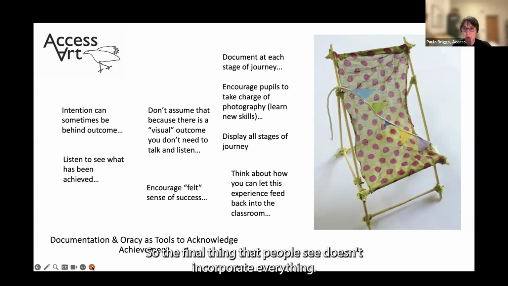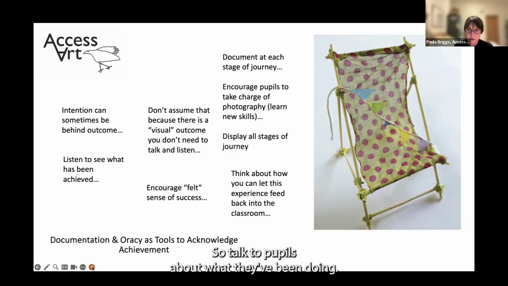So the final thing that people see doesn't incorporate everything. So talk to pupils about what they've been doing. Don't just look at the final result, and really listen to what they say their successes are, because I think they might surprise you with what they felt they'd succeeded in.